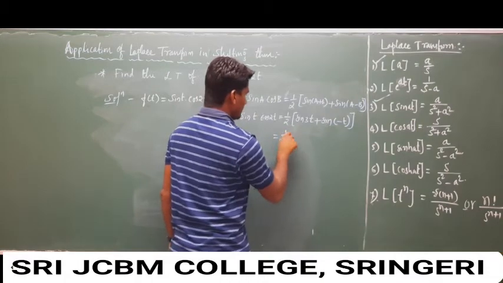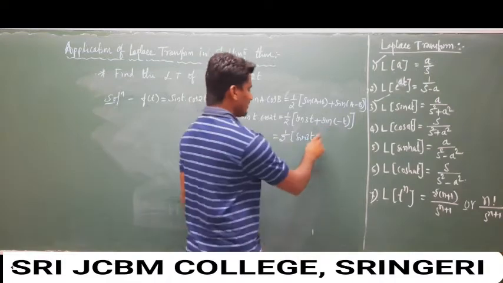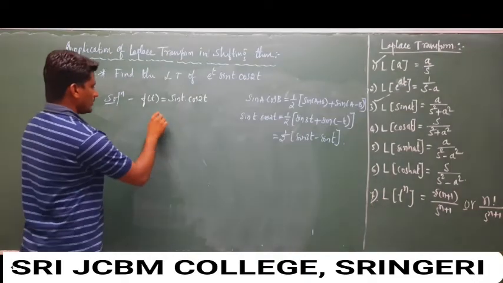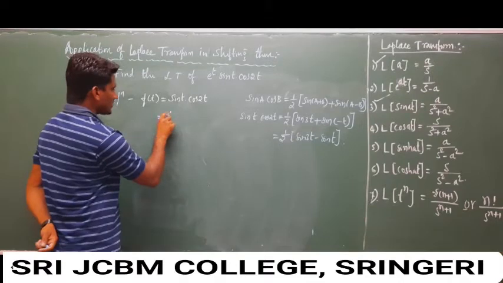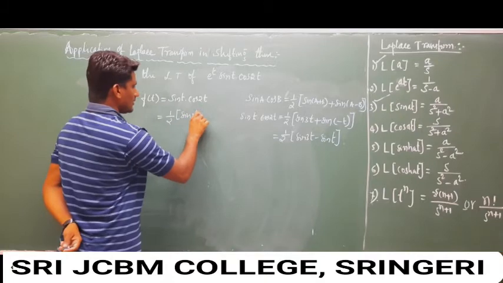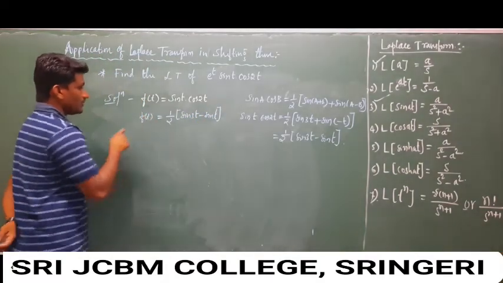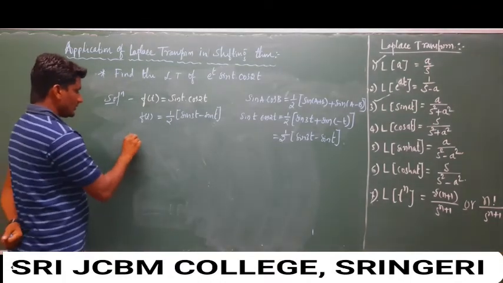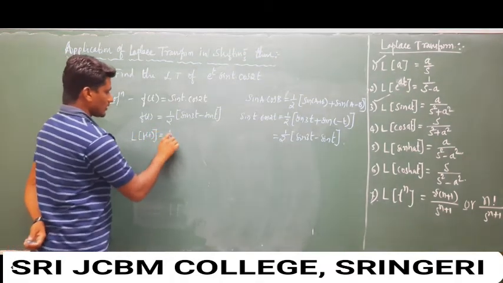And again simplify: sin 3t, and sin of minus t can be written as minus of sin t. So in the simplest form, with the help of the compound angle formula, we can write 1 over 2 times sin 3t minus sin t, and this is our f of t. Now we have to apply the Laplace transform on both sides.